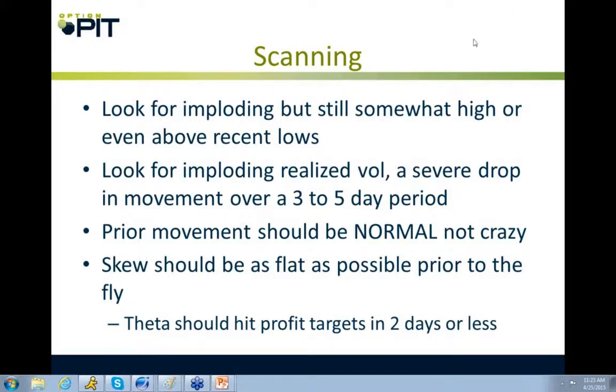All right, so look for imploding realized vol, a severe drop in movement over a 3 to 5 day period, where the stock has stopped moving, but the vols are still high. Like USO looks really good for this. Skew. All right, so the price of puts and calls relative to the straddle. You want it to be flat. You don't want to pay too much for puts. And one thing to look at is theta. How much do you collect in theta?